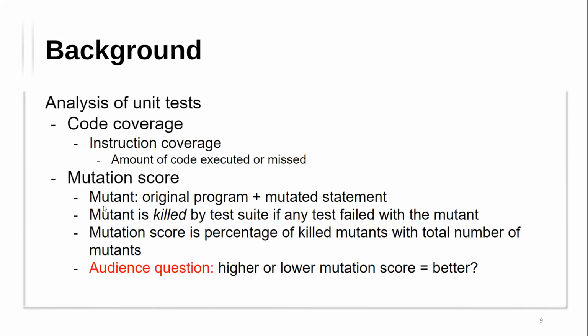A mutation score is the percentage of killed mutants out of the total number of mutants. The idea is that you can use this as a proxy to see how robust your program is against changes that might cause regressions. So now here's the first audience question. Is a higher or lower mutation score better?